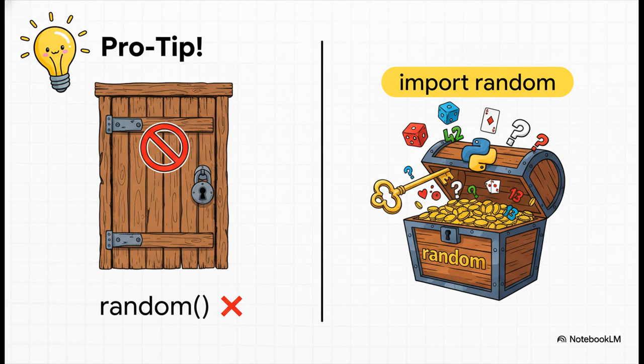Hey, before we finish up, here's a quick pro tip for you. Now that you know all about these different number types, you might be thinking, how can I generate some of these for a project? Well, Python doesn't have a single random function built in. Instead, it gives you something way better, a whole module called random that you can import. It's packed with all sorts of tools for generating random numbers. Definitely a great thing to check out next.